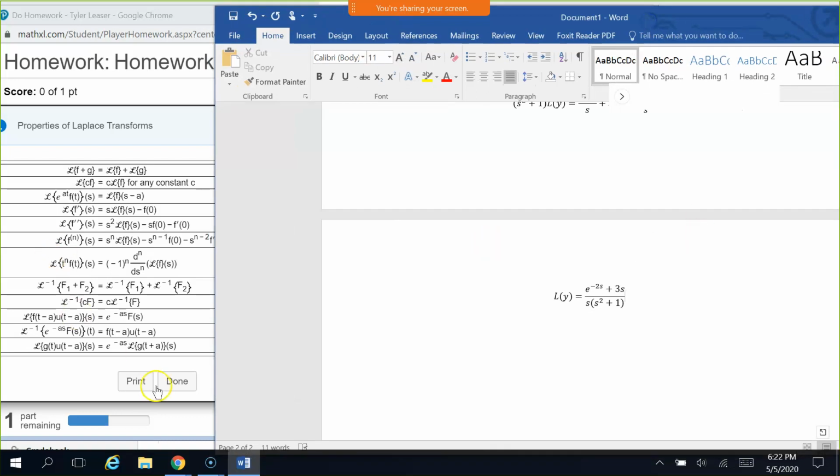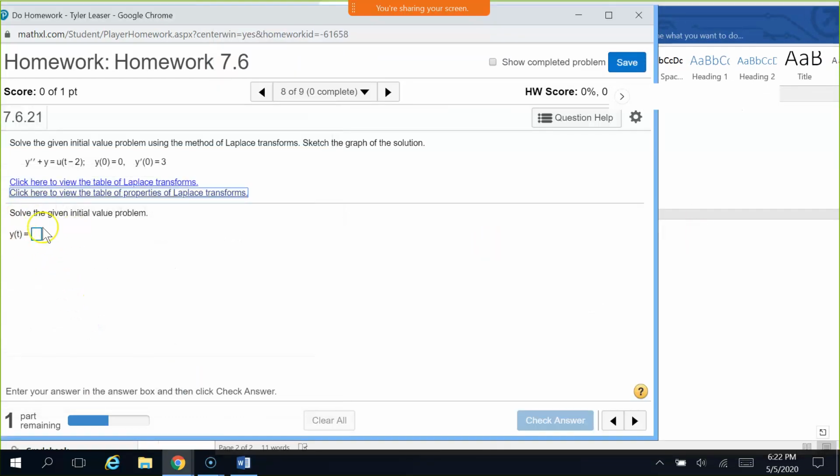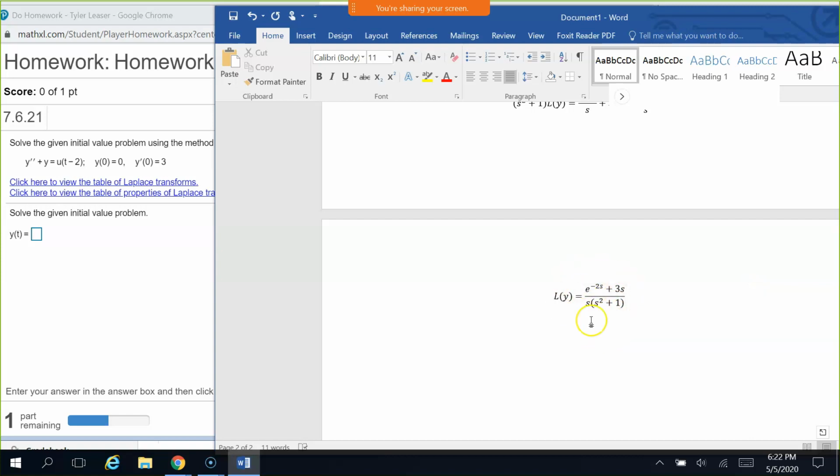All right, now let's see what it's asking for. Yeah, it wants the actual solution. So we do have to find the inverse of this. We did just practice it in the last example, so that's nice. Whenever you have something like this, you want to break it down to have anything that's multiplied by the e separate from anything that's not multiplied by the e. So I'm going to separate this out to be e to the negative 2s over that denominator plus the 3s over that denominator.